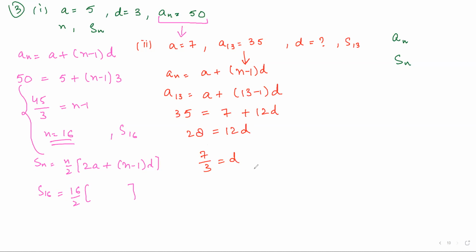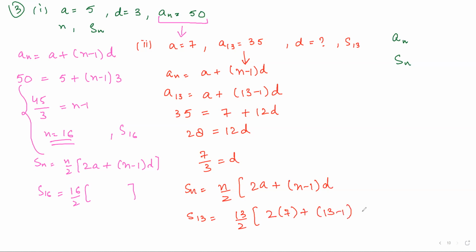Now S13 you can find. So what is Sn? Sn is n by 2, 2a plus n minus 1 into D, right? So S13 will be 13 by 2 into 2 into A is 7 plus 13 minus 1 into D is again 7 by 3, right? So you can complete it and solve for S13.